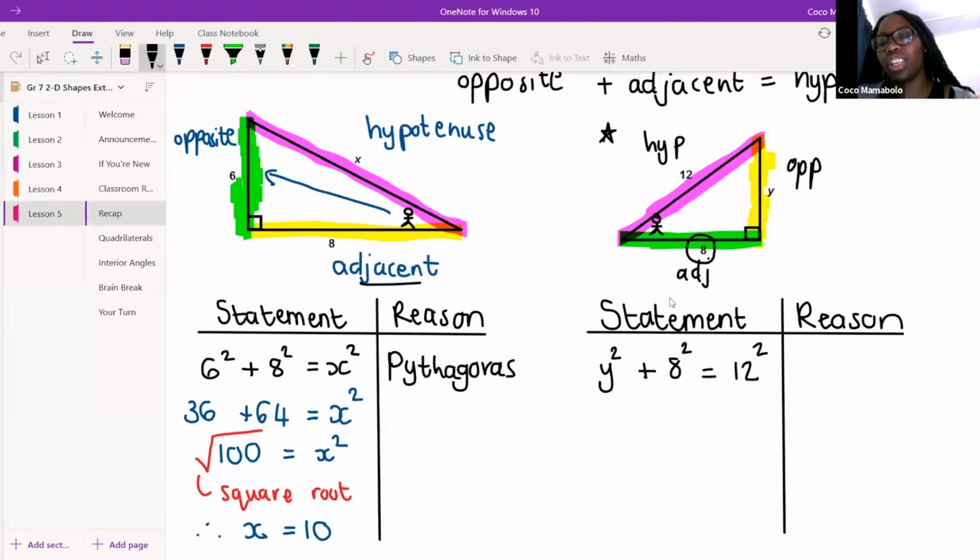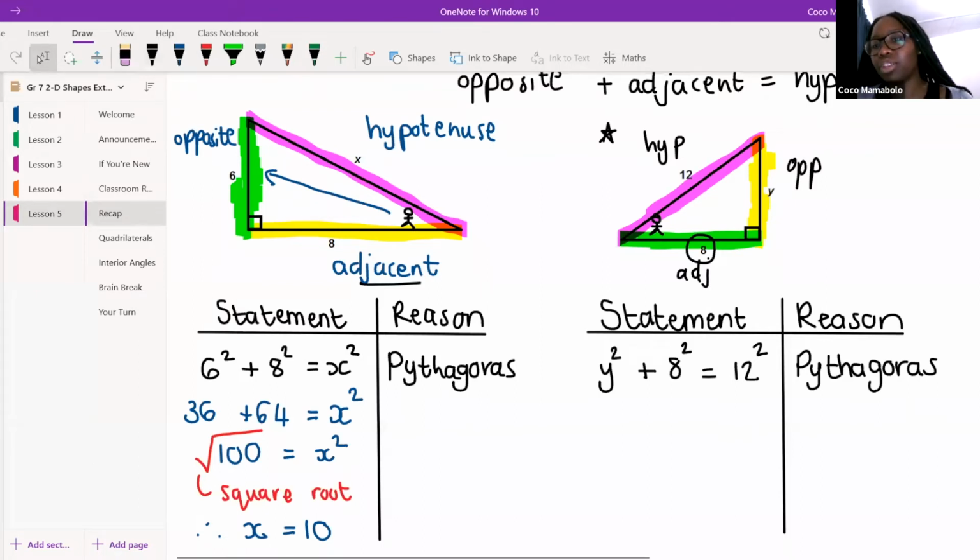People are giving you real hints. What is our reason? Pythagoras. Good. It's a hard word. It's Pythagoras. We've been learning it for a while. Okay. Good. Pythagoras. I'm so proud of you. You did that so beautifully. Well done. Excellent. All right.